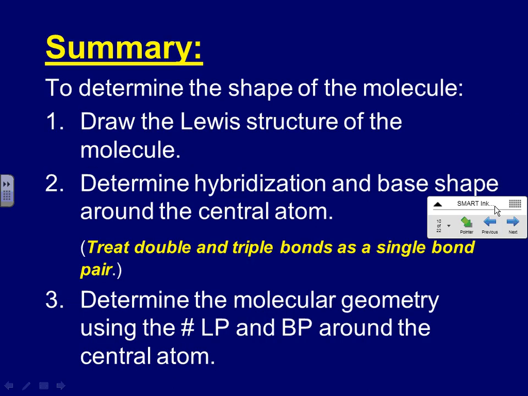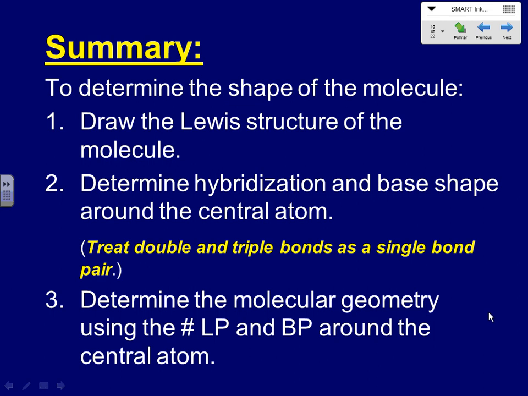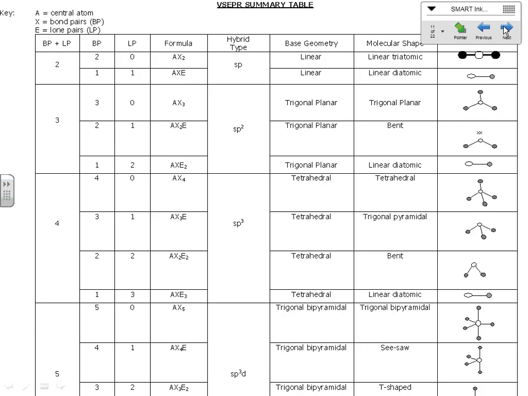Again, we've done this already. Draw the Lewis structure. Determine the hybridization, and the electron pair arrangement, which I used to call base shape. Treat double and triple bonds as single bonds. In other words, ignore the pi bonds. Determine the molecular geometry using the number of lone pairs and bond pairs around the central atom. In other words, we're ignoring the lone pair in order to get the shape.